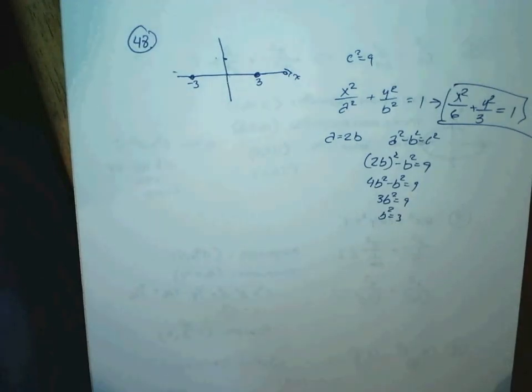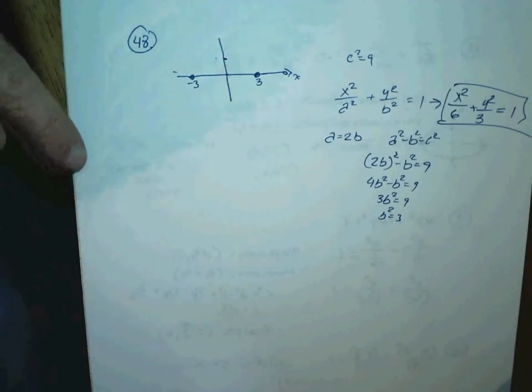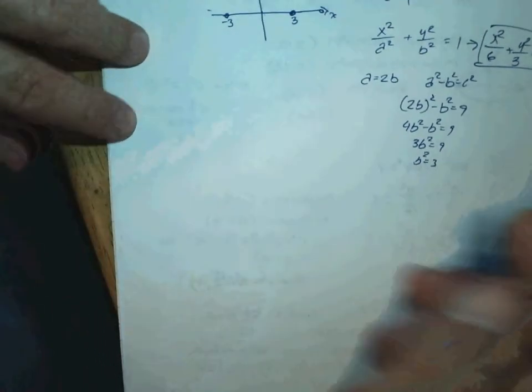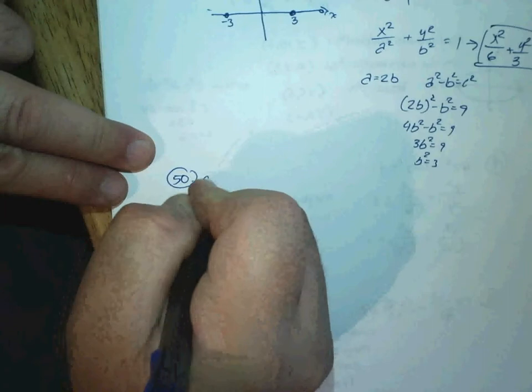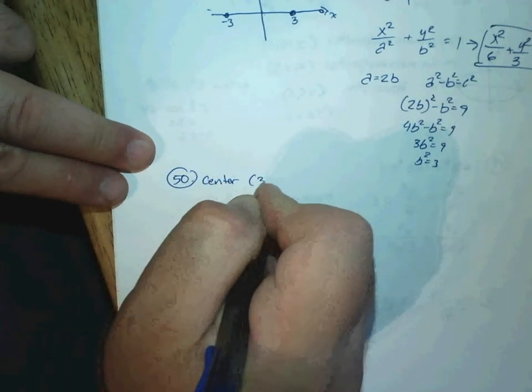What is A? Twice B. Done. There's the equation. So that wasn't terribly difficult, actually.